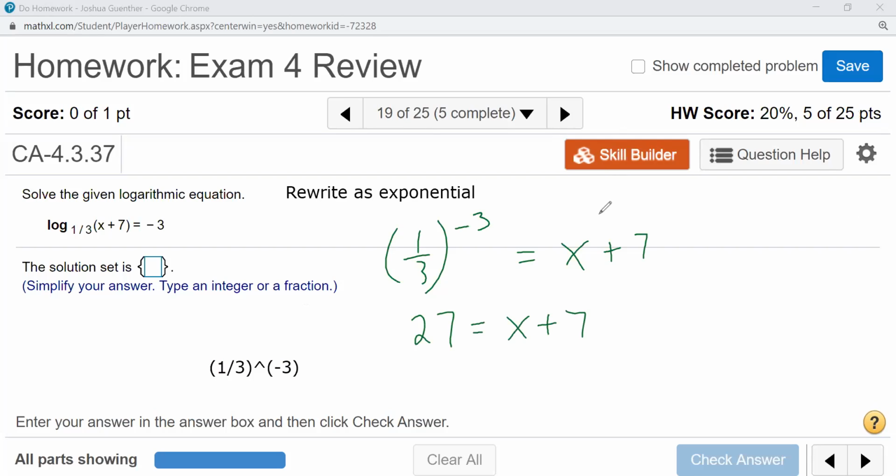And so you're just going to be left with 27 equals x plus 7. Subtract 7 from both sides, very easy. You're just going to get x equals 20.